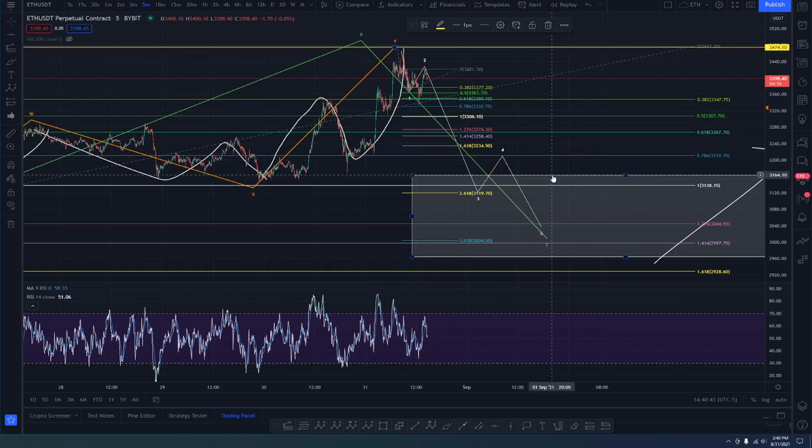And if you're new and you don't know what the yellow line of death is, that's the death to my count. That's the invalidation point to this count. If the 2 wave goes up and breaks that high, then my count is incorrect. And I'll have to go to a different idea.